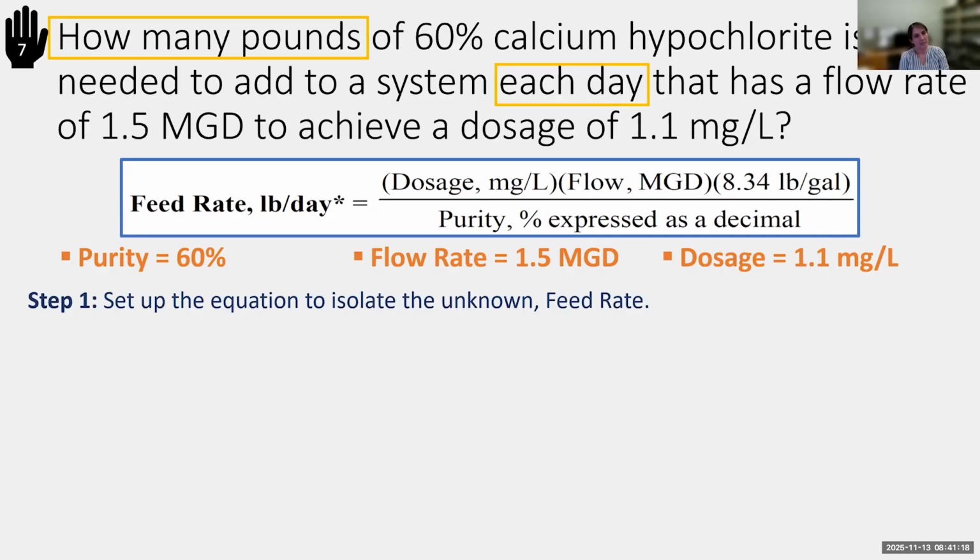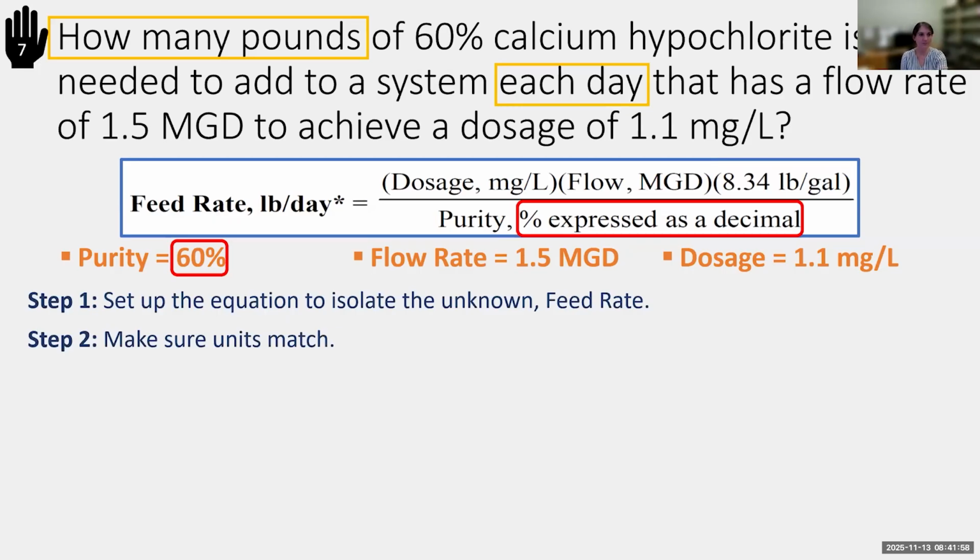So the first thing we're going to do is set up the equation to isolate the unknown. Again, we're trying to figure out our feed rate. The equation is already set up for feed rate, so we can move to step 2. For step 2, we want to make sure that the units match. Dosage is in milligrams per liter, and we're given dosage in milligrams per liter. Flow is in million gallons per day, and our flow rate is in million gallons per day. Well, we need purity percent expressed as a decimal, but we have purity expressed as a percentage. So we're going to need to convert that into a decimal.